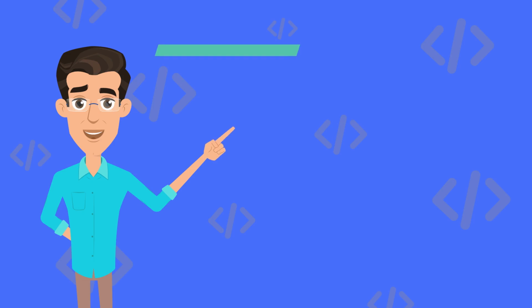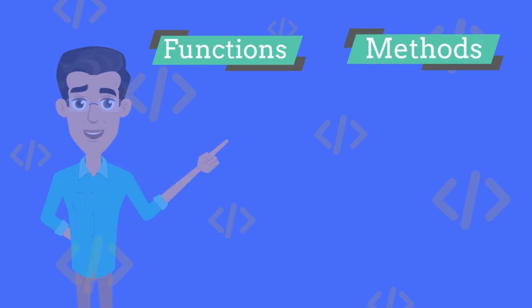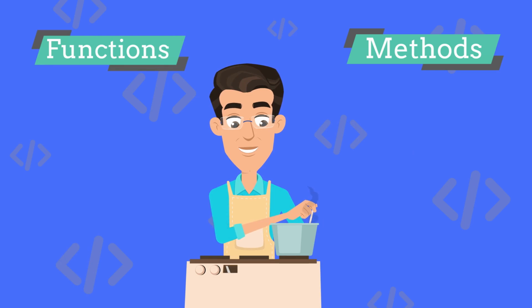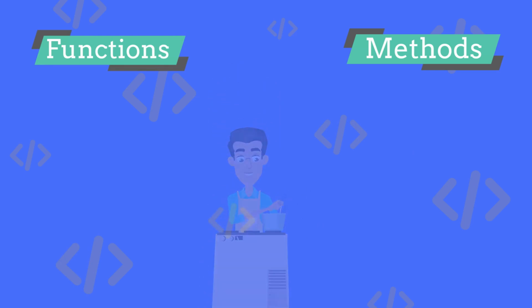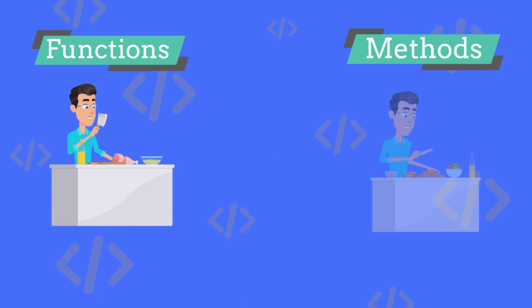In programming, a function, which is sometimes referred to as a method, is a set of instructions that perform a specific task. It's like a recipe that tells the computer what to do. And just like a recipe, a function has things it needs to function, and a list of actions that need to be taken for the work to be done.